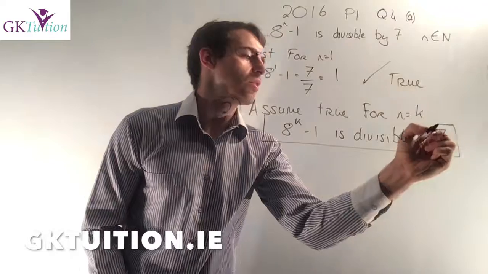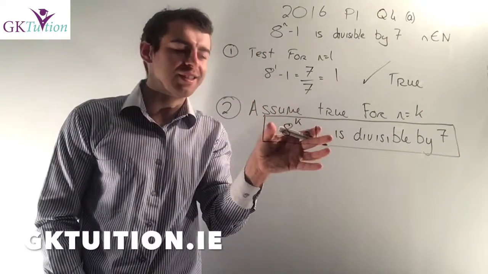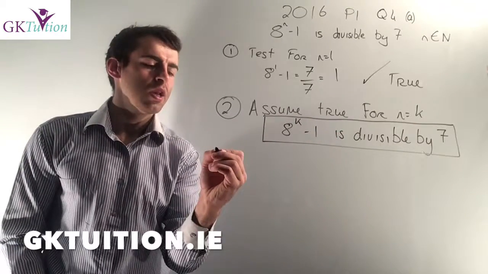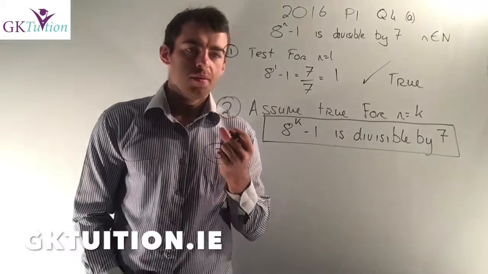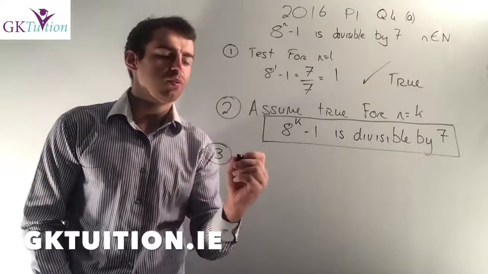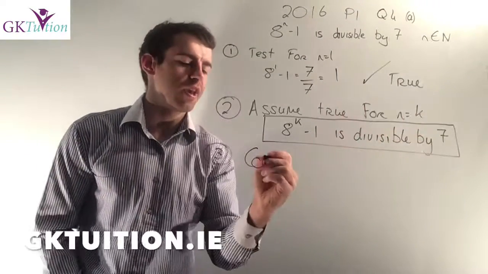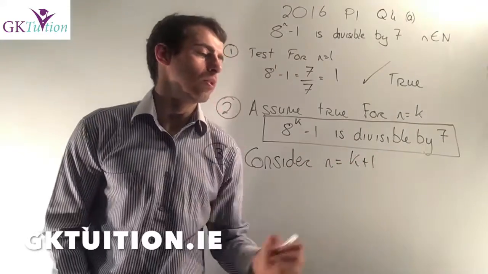So it's a good idea, I'd always highlight or put a box around my assumption because you're guaranteed to need to use this in order to simplify part 3. Now the third step, again, in my induction will always be the same. My third step is to consider n equals k plus 1. Or in other words, consider the number that's directly after k. So consider n equals k plus 1.